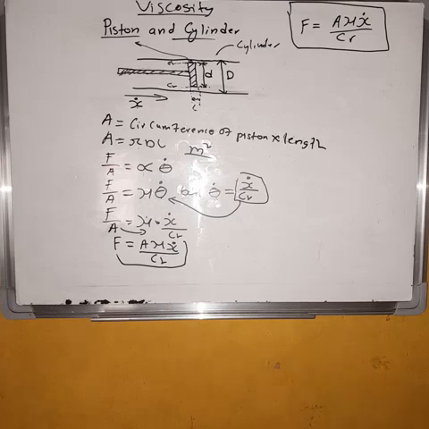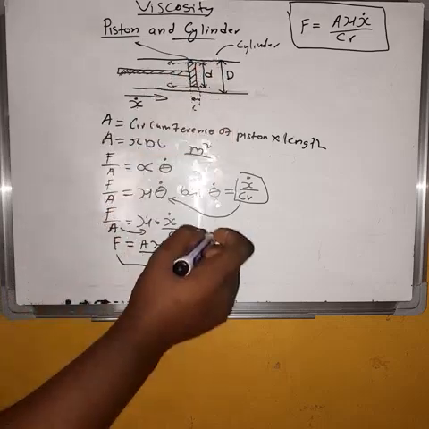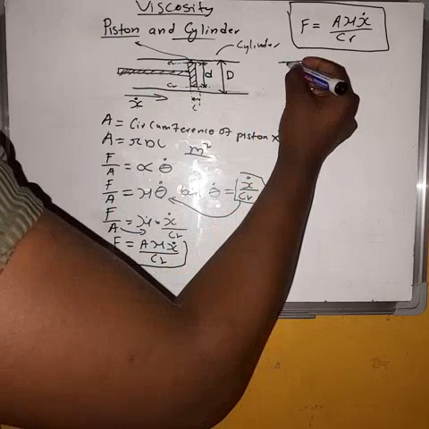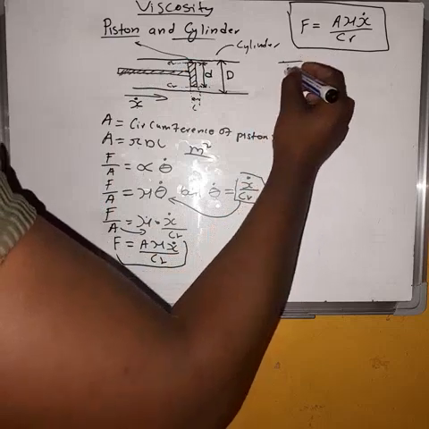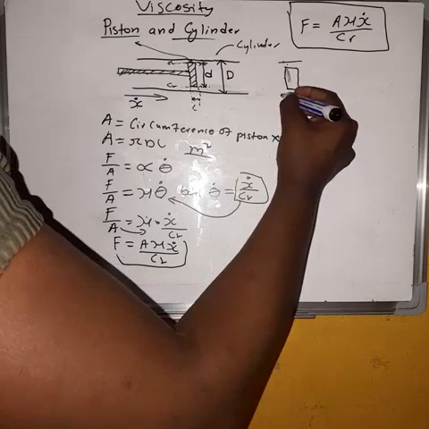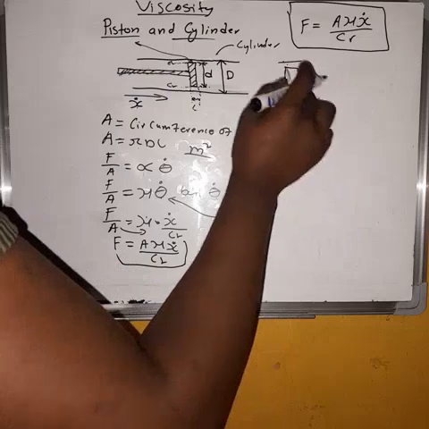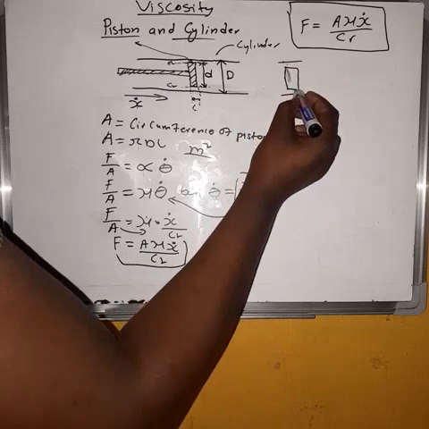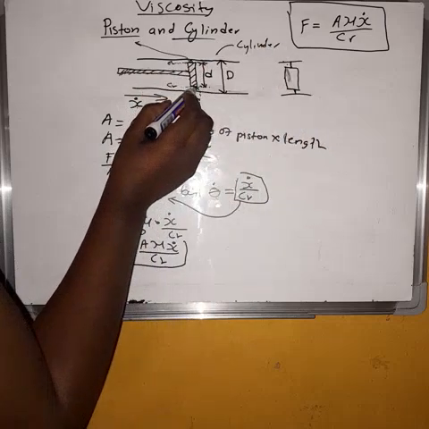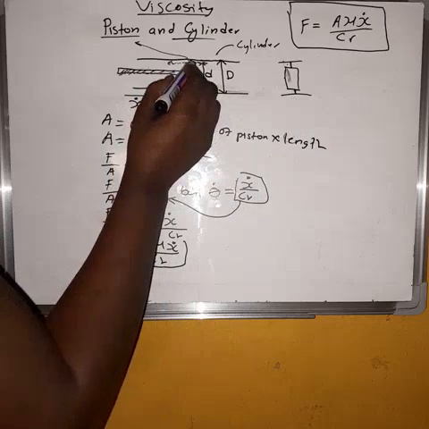Okay. Now, clearance is the space. If you are given a piston and a cylinder, this is the piston. This space here, the smallest space, is the clearance.